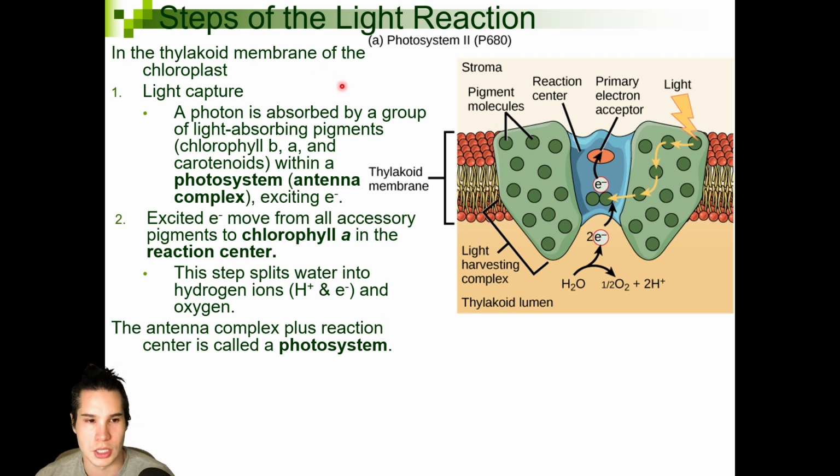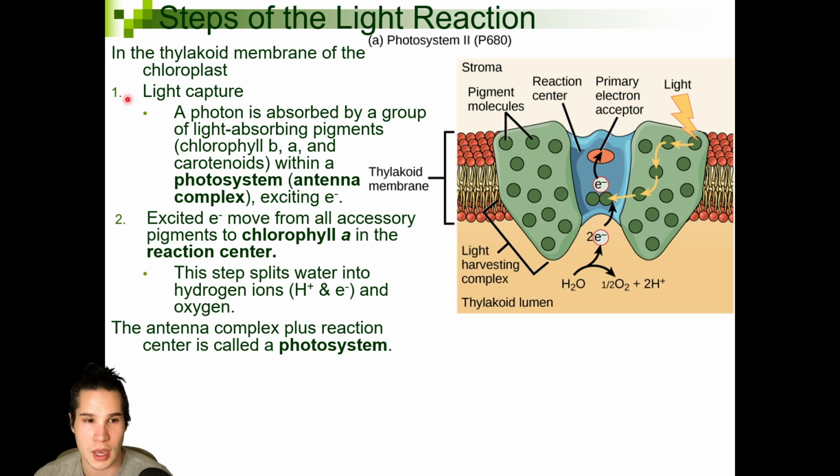So to break down the light reaction into a few steps, we start off with light capture. So this whole structure right here, we call the photosystem. The photosystem is composed of a light-harvesting complex, or you could say the antenna complex, and then you also have what we would call a reaction center. Within the reaction center, you have chlorophyll A, which should sound familiar. It's that green pigment that contributes to the green color of plants. So again, your photosystem is composed of the antenna complex as well as a reaction center.